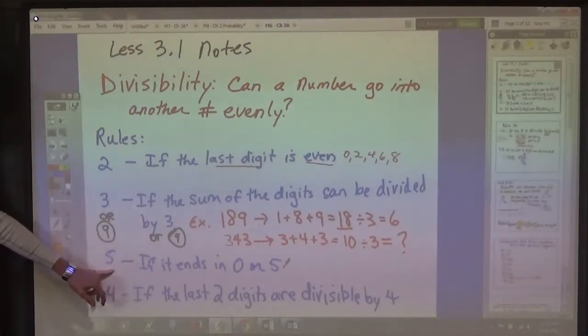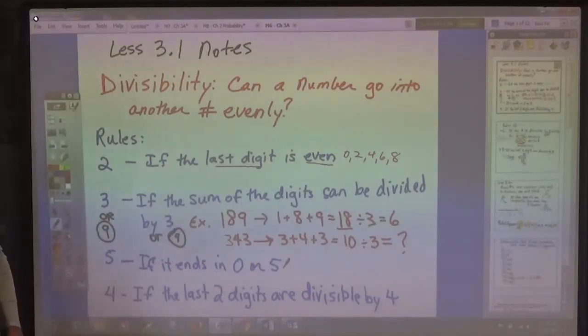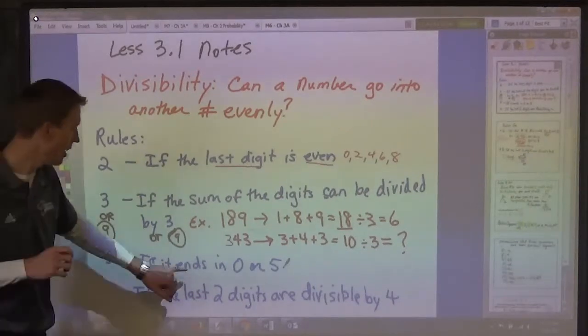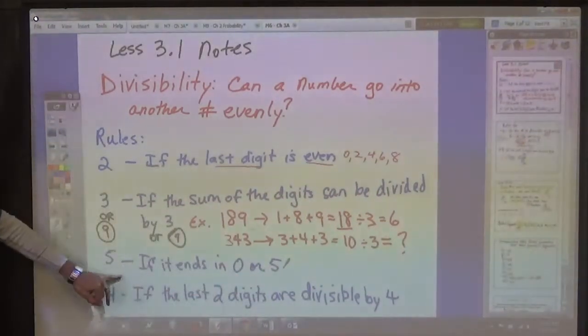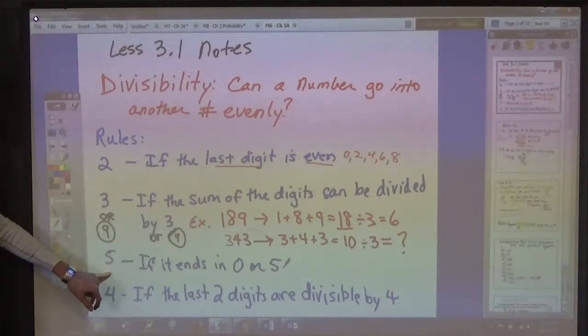That one's pretty simple, because you can all count by 5s. Every multiple of 5 ends in either a 5 or a 0. So if the number ends in a 0 or a 5, then we know it's divisible by 5. Okay?